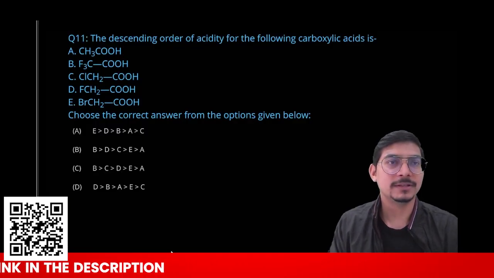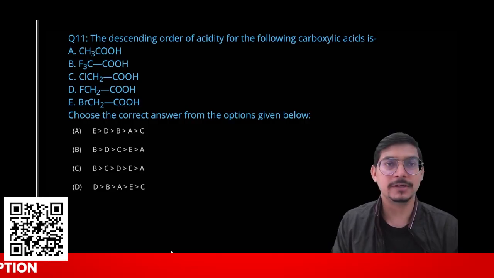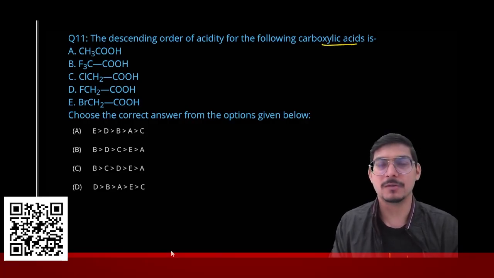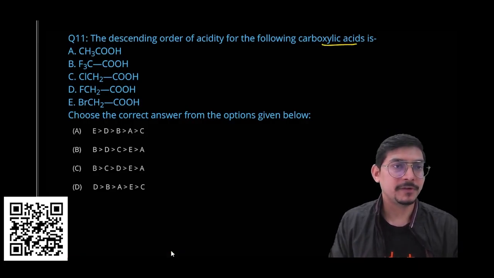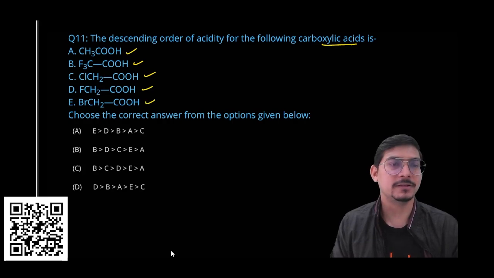Hi everyone. In this question, we have to tell the descending order of acidity for the following carboxylic acids. The five carboxylic acids given in the question are acetic acid, trifluoroacetic acid, chloroacetic acid, fluoroacetic acid, and then finally bromoacetic acid. So halogens exert minus I effect, which means that the carboxylic acids B, C, D, and E must be more acidic than option A. All right, which means that acetic acid should be the least acidic one here.